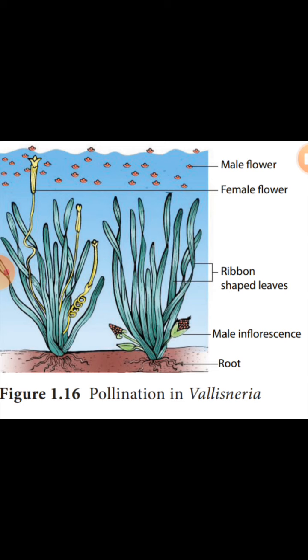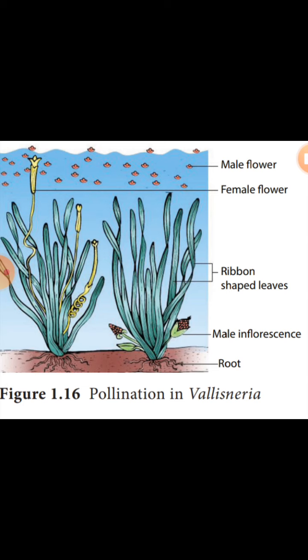Vallisneria spiralis. Male flowers and female flowers are there. Ribbon-shaped leaves are there, flexible to the water current in nature. The male inflorescence is seen here, and it is released into the aquatic current. It is very lightweight, floating on the water surface.